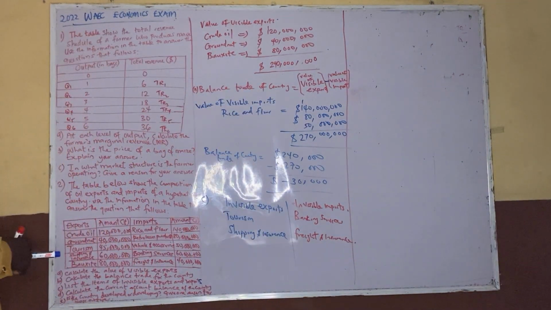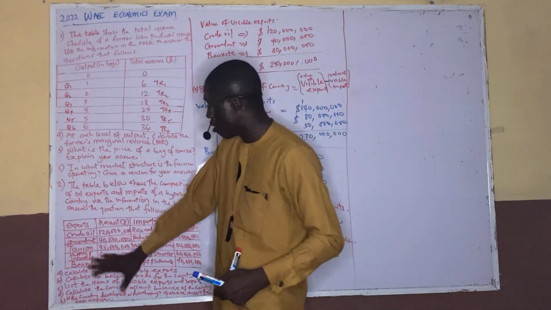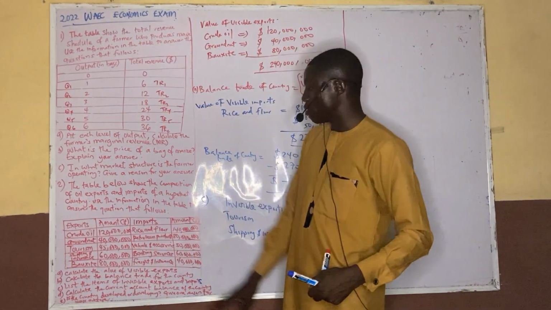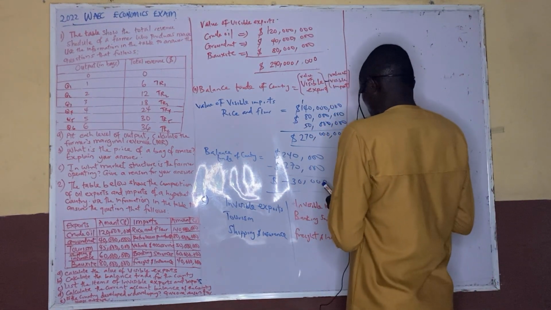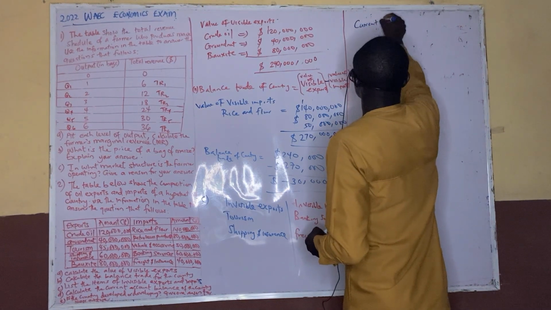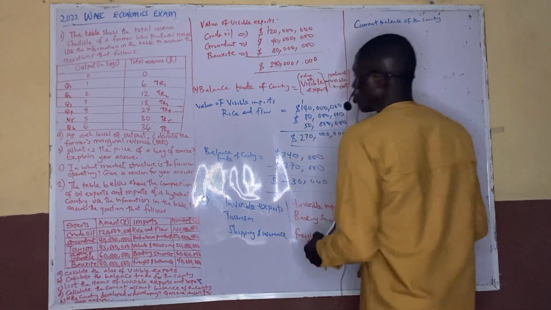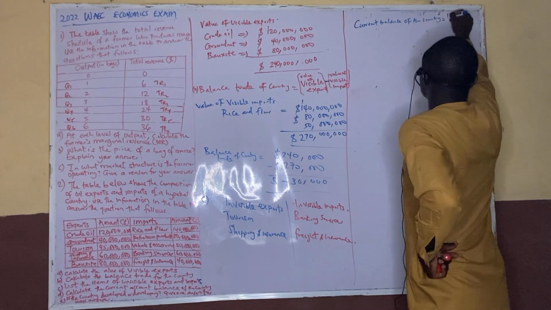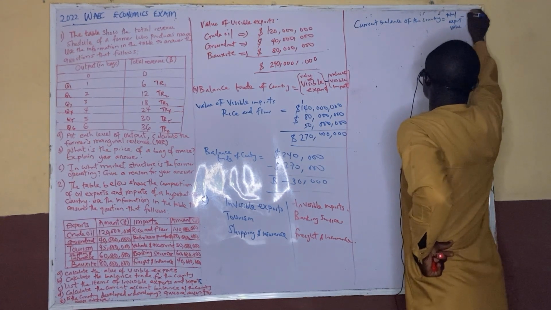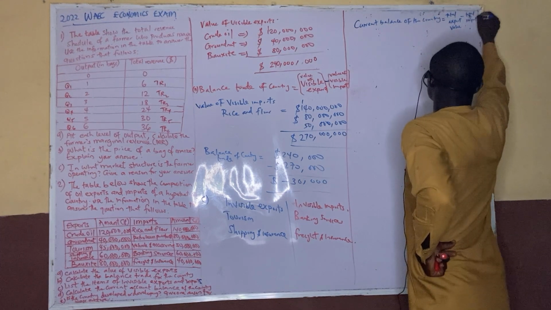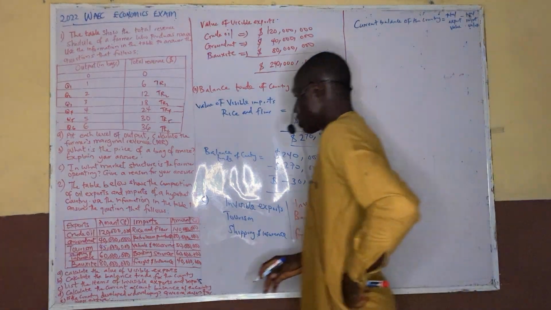Now lastly, we have calculated the current account balance of the country. The current account balance is the addition of total exports and the addition of total imports. That gives the current balance of the country. The current balance of the country is equal to total export value minus total import value. So when you add this together, what do you have?